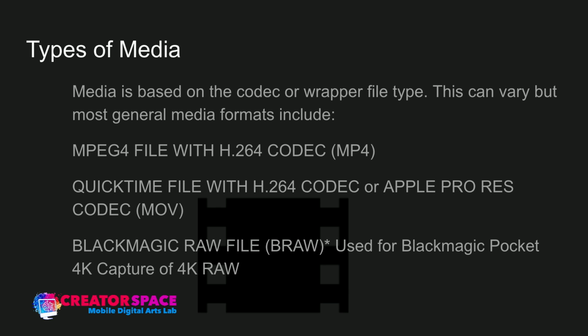Types of media. This is where we get into different codecs or the wrapper file that we'll encounter. Types of different media. So you'll see things like a MP4, MPEG-4. That would be with an H.264 codec. And then there's a QuickTime file with an H.264 codec, or there's something called Apple ProRes codec, which is a MOV. Both of these will be a .mov. First one will be a .mp4. And then we have Blackmagic RAW file, which becomes a .braw, B-R-A-W. And that's a proprietary format used with the Blackmagic systems and cameras. And that will be allowing you to use 4K capture, 4K RAW, so on. And it's about the same size as the HD files in Apple ProRes. So that's really a great feature that it works.